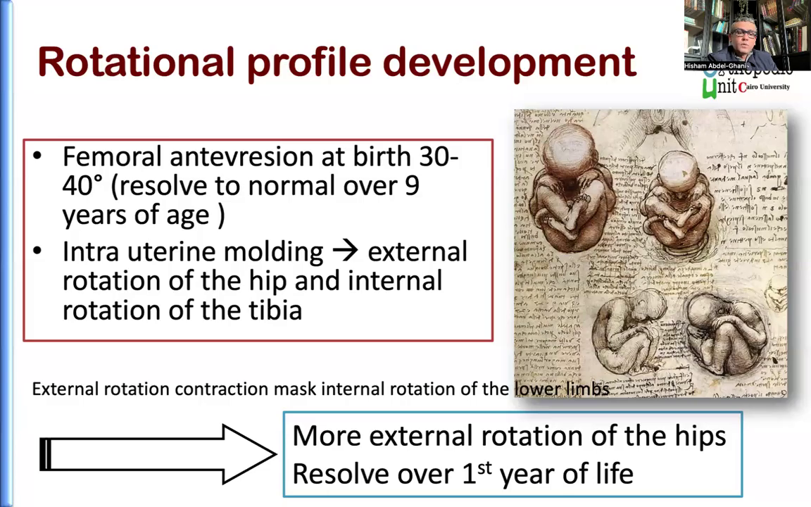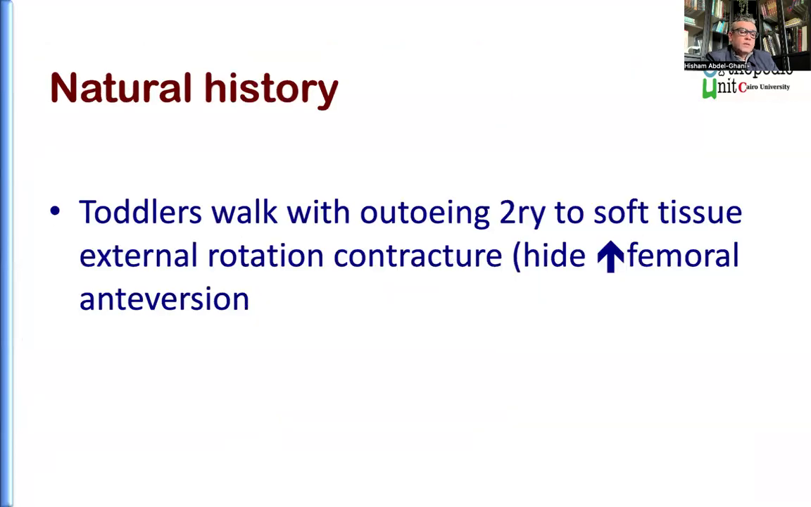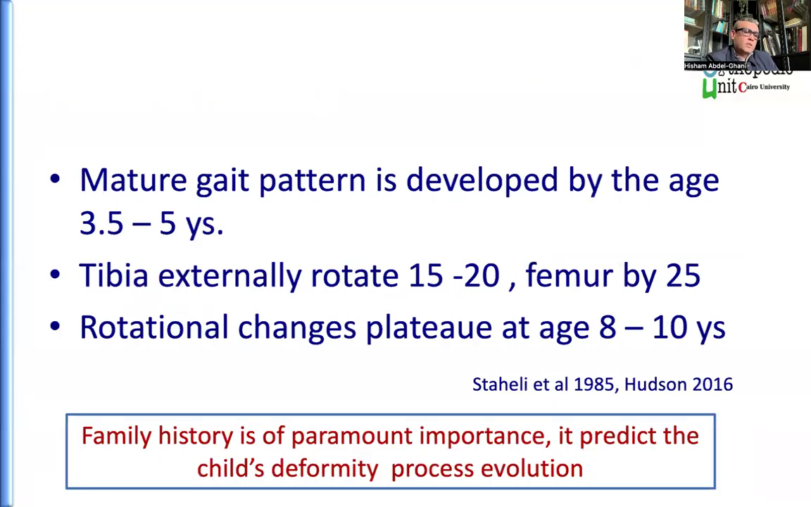And if the child is born premature, then this molding will not happen. And this child may present early with increased femoral anteversion and may not have the normal internal tibial torsion. So the natural history is spontaneous improvement of the external rotation contracture and spontaneous improvement of the increased femoral anteversion and the internal tibial torsion. And the bony rotation improves spontaneously up to the age of 9 to 10 years. The tibia externally rotates about 15 to 20 degrees, and the femoral anteversion decreases by about 25 degrees.